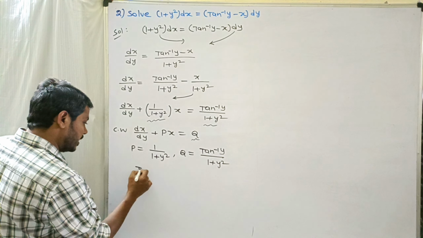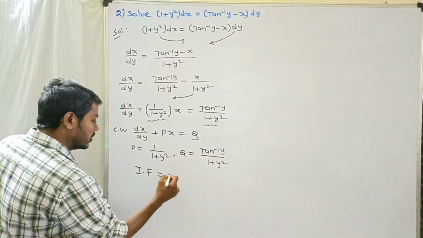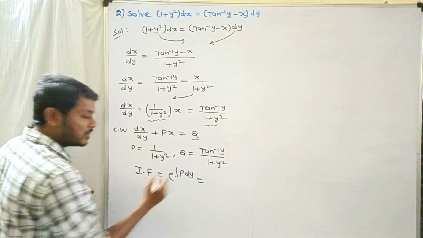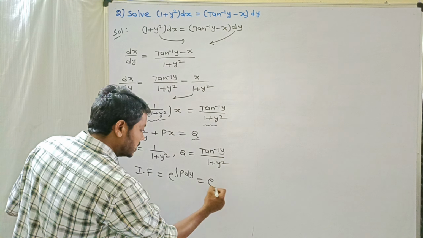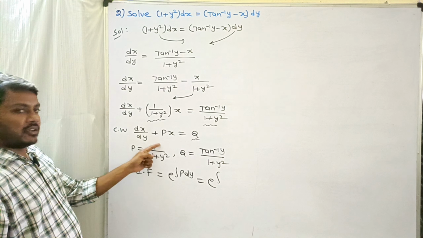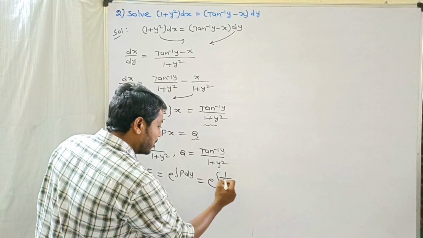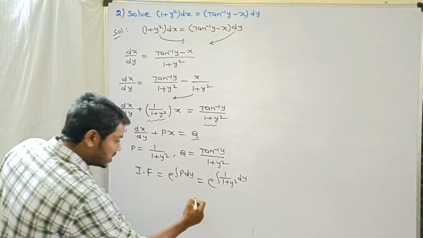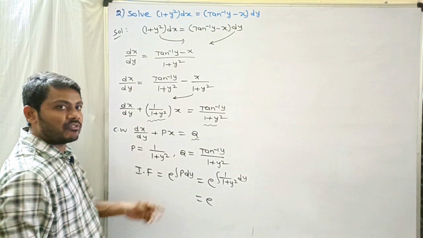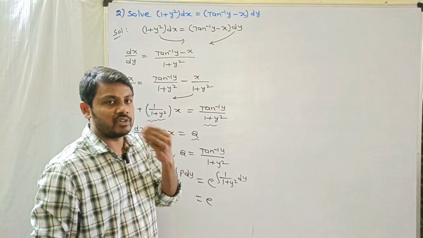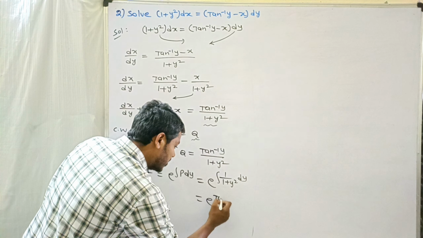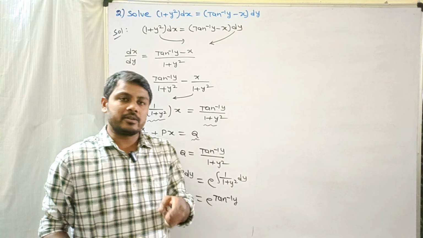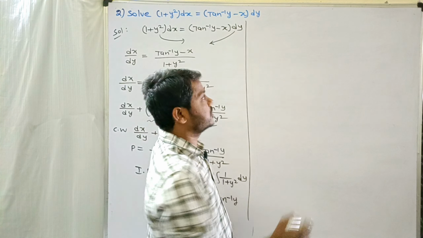So here the integrating factor I.F. is equal to e power integral p dy, which equals e power integral, what is p? 1 by 1 plus y square dy. We know that integration of 1 by 1 plus y square is tan inverse y. So e power tan inverse y is the integrating factor. So next we can find the general solution.